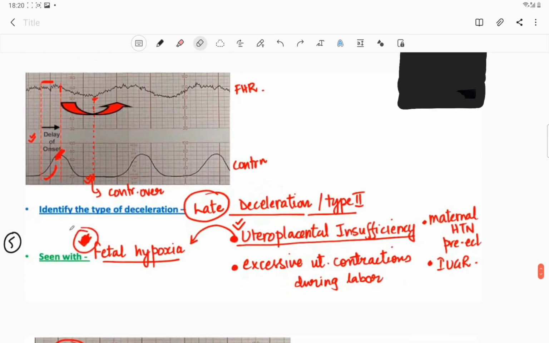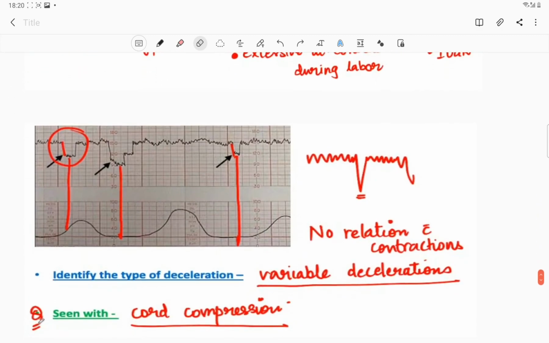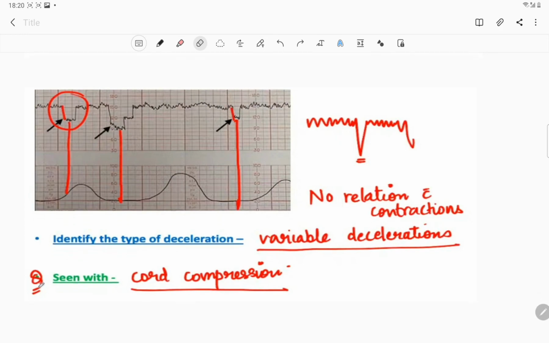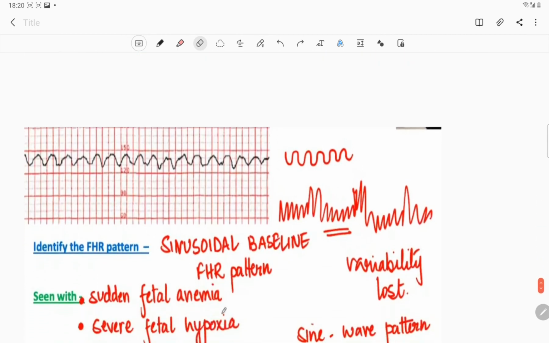Identify this type of deceleration. So this is late deceleration or type 2 dips, and as I have already told you, it occurs in uteroplacental insufficiency or fetal hypoxia. This is a CTG showing variable deceleration, as there is no relation of the fetal dips with the uterine contraction, and is seen with cord compression.